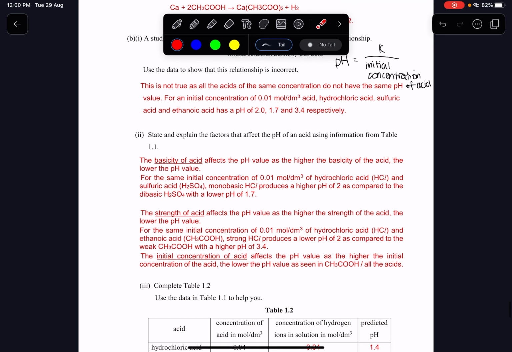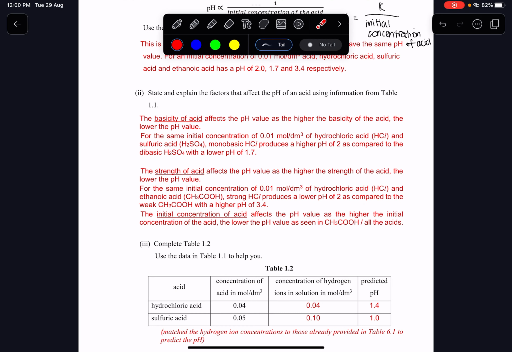Next, state and explain the factors that affect the pH of an acid using information from table 1.1. A lot of you did not use information in the table. You only told me concentration of H+ affects the pH, and the higher the concentration of H+, the lower the pH.